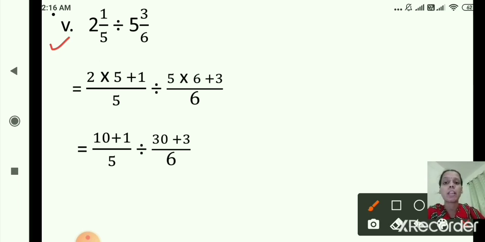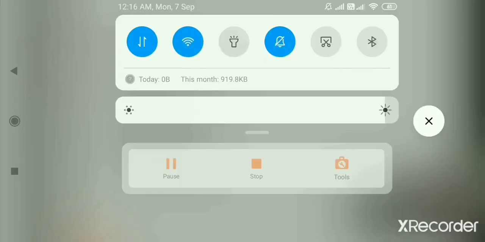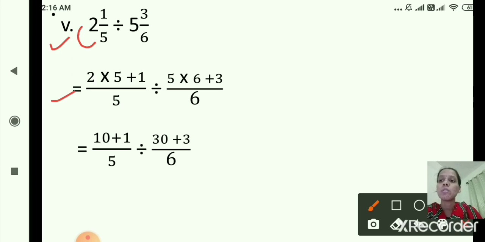Now here a mixed fraction is given, so first we will convert this mixed fraction into a simple fraction, right? Then we can do division. So now we'll convert this into a simple fraction. How will you convert? Yes, 2 multiplied by 5 plus this 1 which is given, in the numerator, right? So this is the step, 2 multiplied by 5 plus 1, and in the denominator 5 will be written as it is.